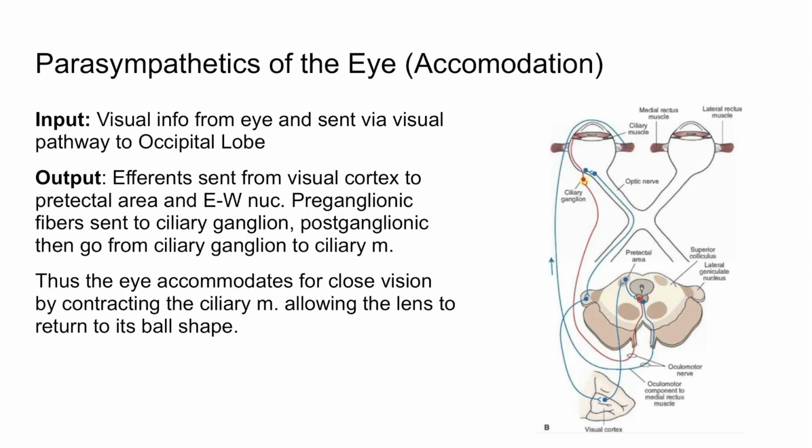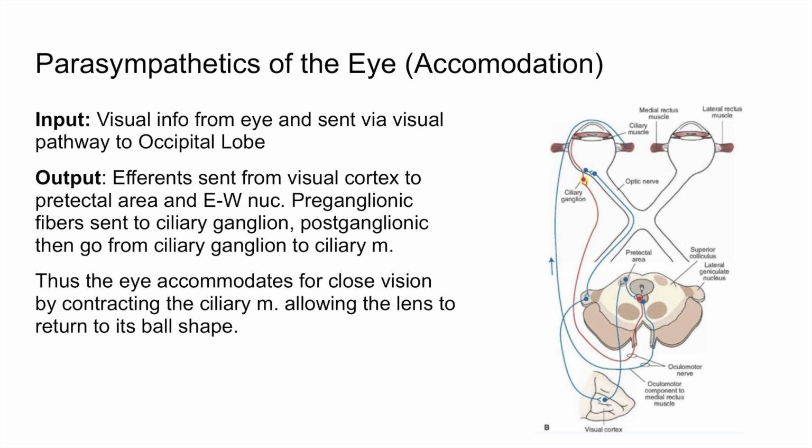All right, and in this slide, we're going to get into the second parasympathetic pathway, and it's different from the light reflex in one critical way. It does involve the cortex. Okay, so it's not really a reflex. Accommodation is not really a reflex because it involves your cortex, but it's sometimes referred to that way.